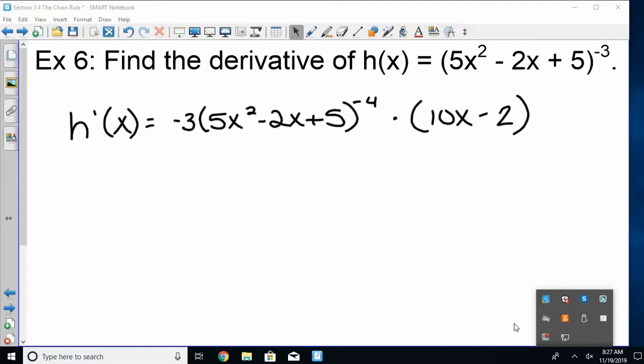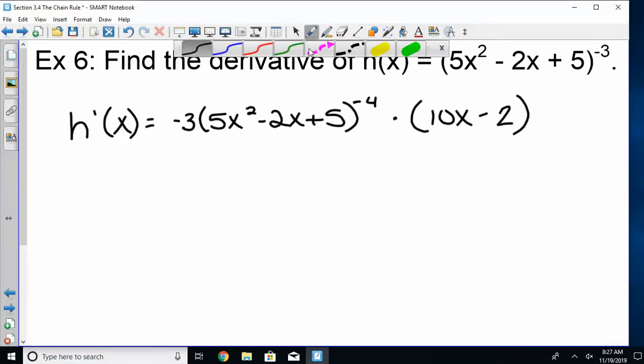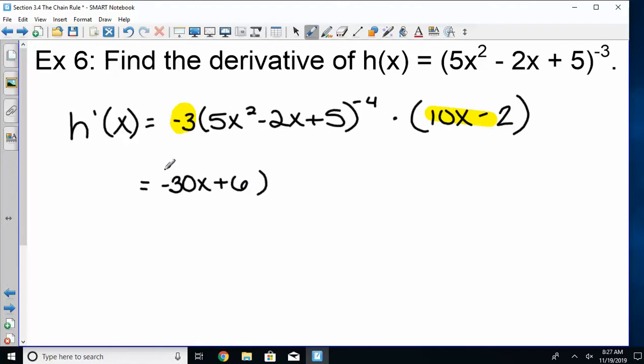So from here, you could do a little bit of simplifying. You don't necessarily have to, but it wouldn't take much work just to run the -3 through this parenthesis. So it's kind of up to you how much cleaning up we do. But if we distributed that, we'd have -30x plus 6 times the (5x squared minus 2x plus 5) to the -4.